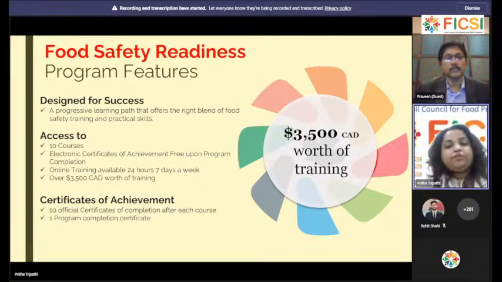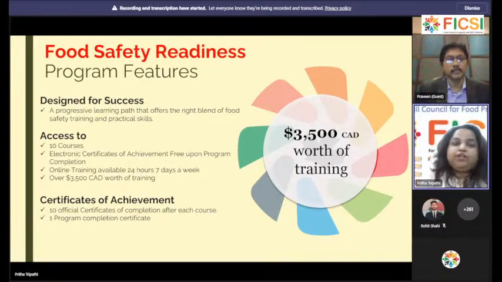Once you avail this course, it is a self-paced learning program. It means you can take the modules as per your own convenience and finish the courses. After completion of each module, you'll get one individual certificate, and once you complete all 10 courses, you'll get one consolidated program completion certificate. All these certificates are jointly given by FICSI and FPSC Canada.